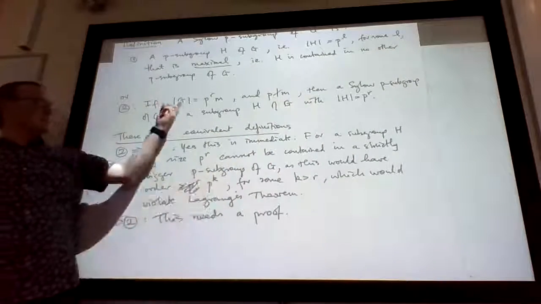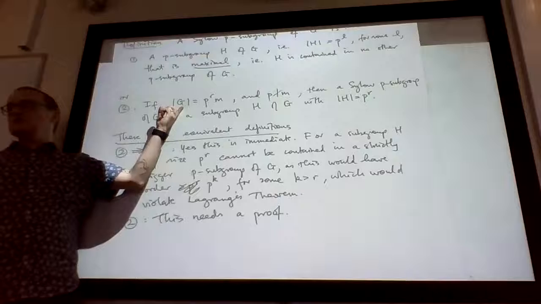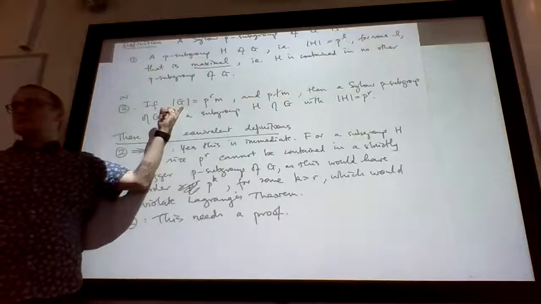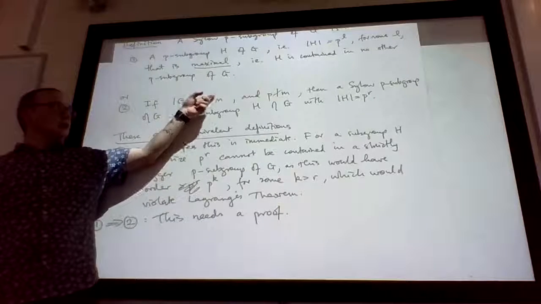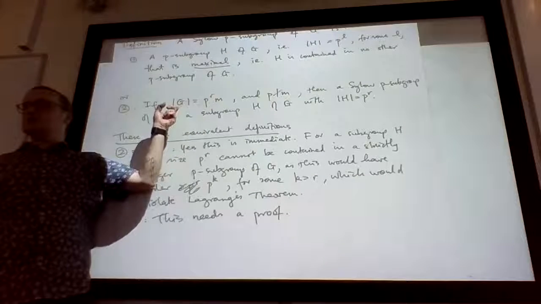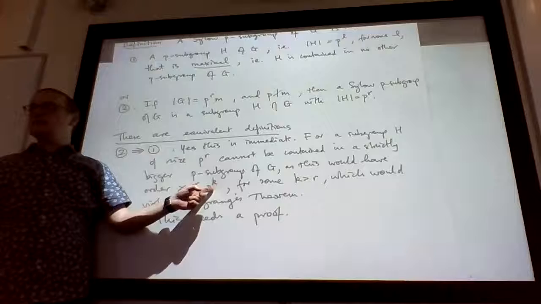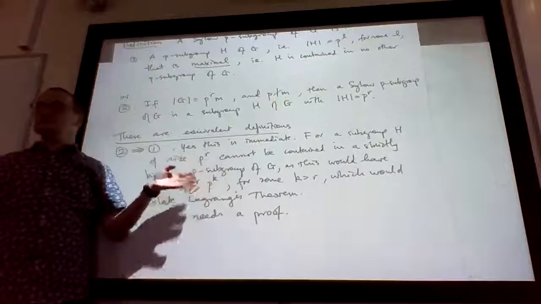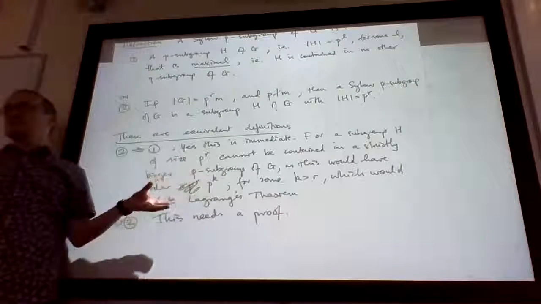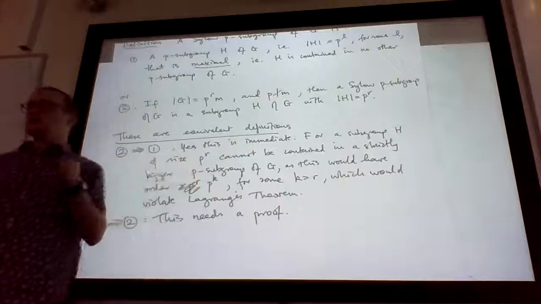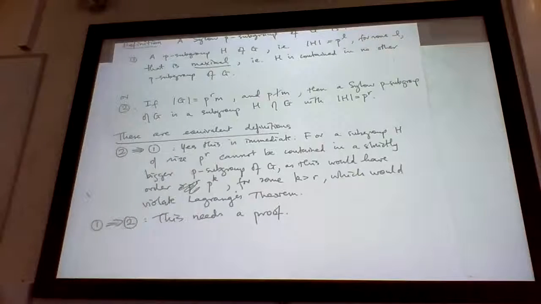But that number, P to the K, cannot divide the size of G, because there are only R factors of P within the size of G. You can't take any more. So such a bigger P subgroup couldn't exist because it breaks Lagrange. Okay.